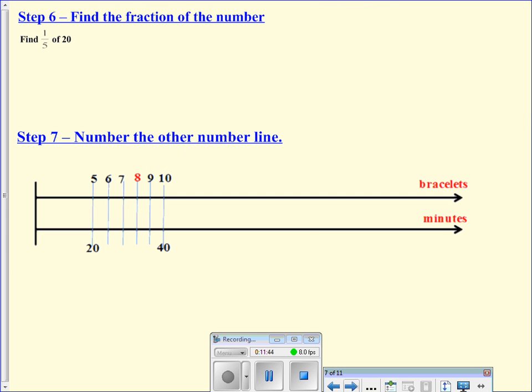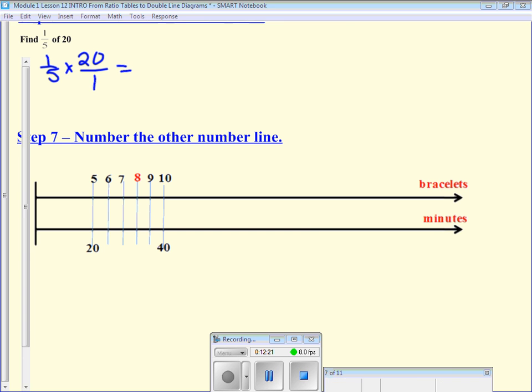How do I find 1/5 of 20? What operation does the word of mean? Yes, that means multiplication. So rewrite that as 1/5 times 20. We're on step 6. 1/5 of 20. Of means to multiply. 20 can be 20 over 1. We write a whole number as a fraction by putting 20 over 1. I multiply my numerators. 1 times 20 is?